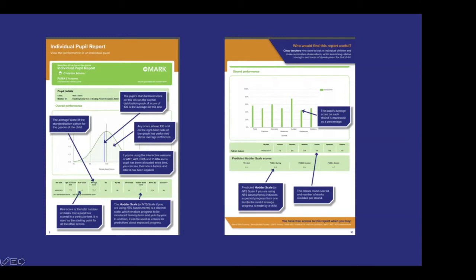So in the gap analysis, this will show you your strand level analysis. So it'll show you where the strengths are and where the weaknesses are. You can see that as pictorials, or you can see it all as data underneath, and it says how many questions out of how many that they got right.